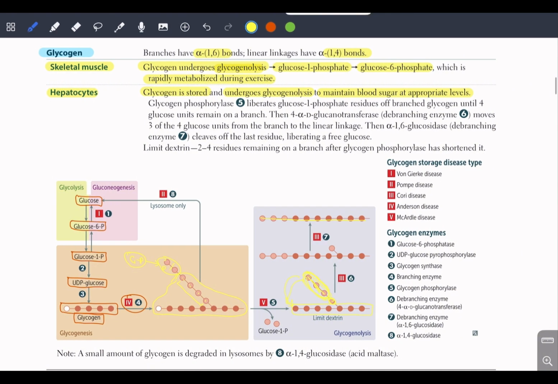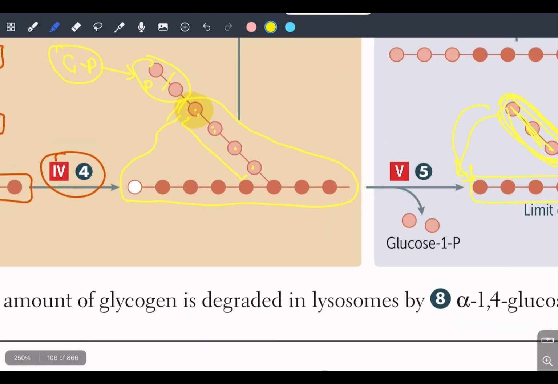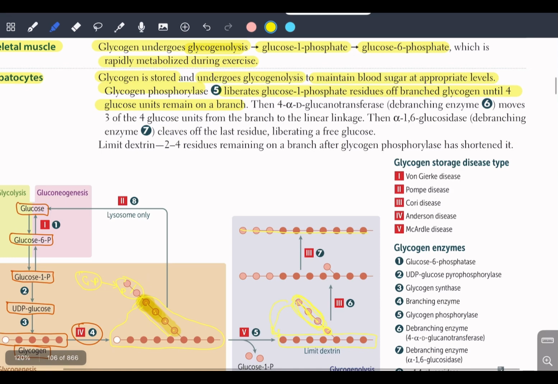So let's discuss glycogen phosphorylase. Glycogen phosphorylase liberates glucose 1-phosphate residues of branched glycogen until 4 glucose units remain on a branch. So it removes a lot of glucose 1-phosphate, and this will continue until 4 glucose units remain on a branch, as we discussed over here. We stop when only 4 molecules remain. This is what they are talking about.